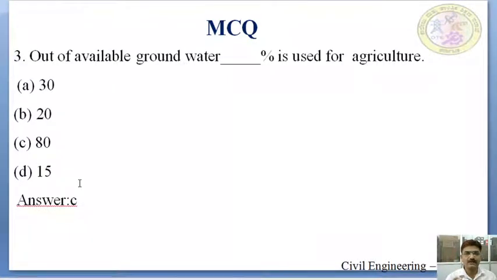Out of available water, dash percent is used for agriculture. Given are 30, 20, 80 and 15%. Since more water is used for agriculture, the answer is 80%, which I discussed earlier. Answer is C, that is 80%.